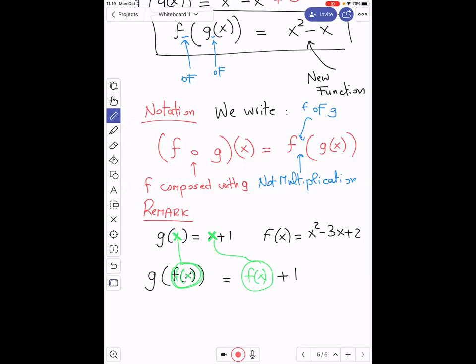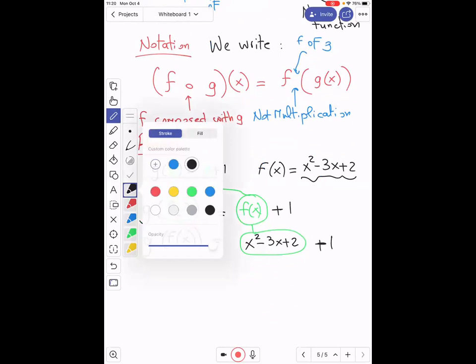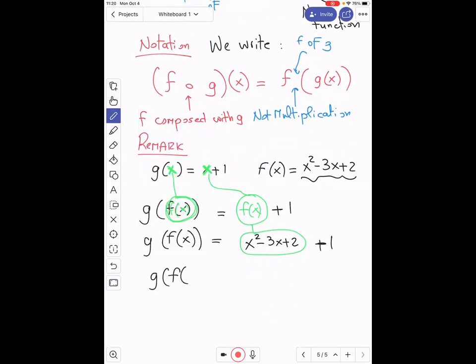Okay, so let's do this. What will be g of f of x? So it's just, first, it's just f of x. Well, this is my f of x, so it's this x squared minus 3x plus 2. That's my f. All right, and then there's this plus 1. Okay, so then g of f of x will be x squared minus 3x plus 2.